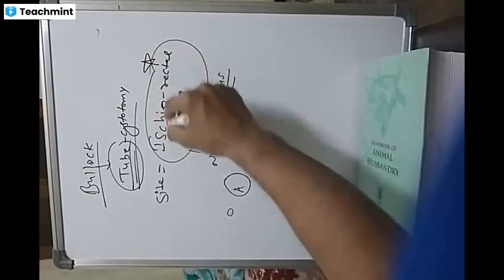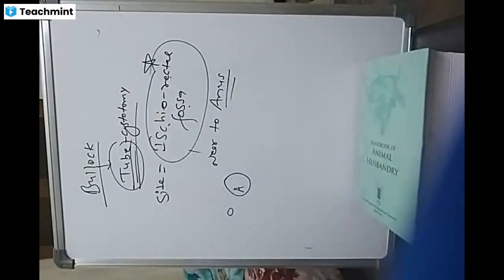Remember this ischiorectal fossa. Other things are the same in the male goat, and all others are the same, giving ammonium chloride.